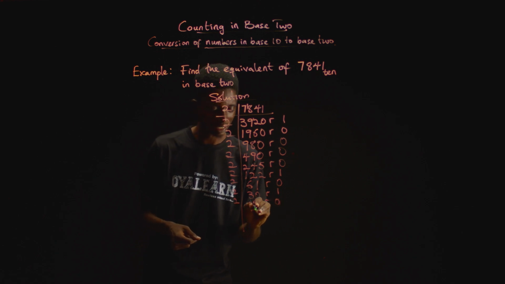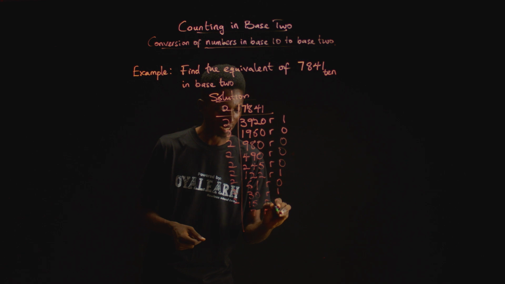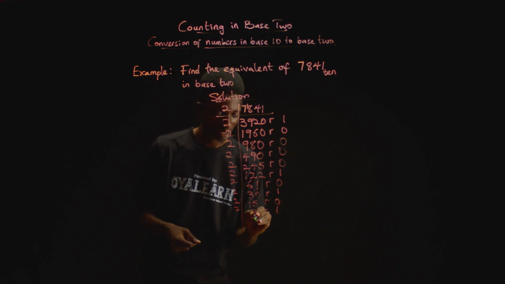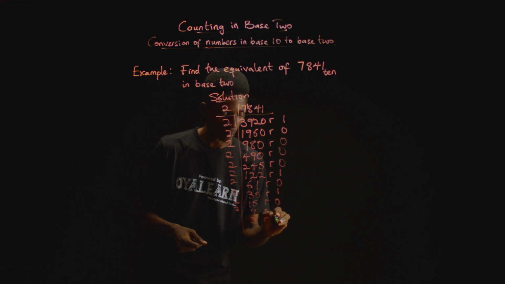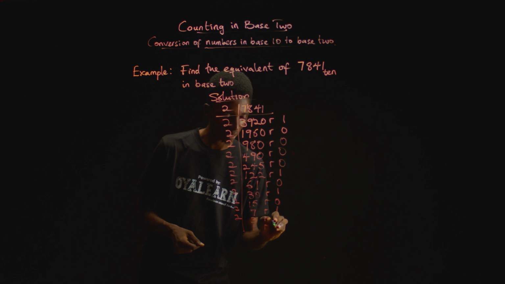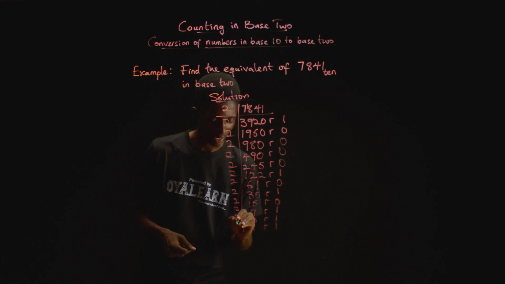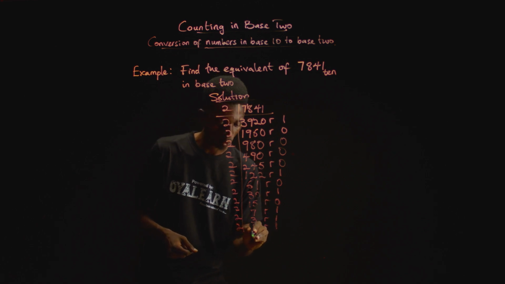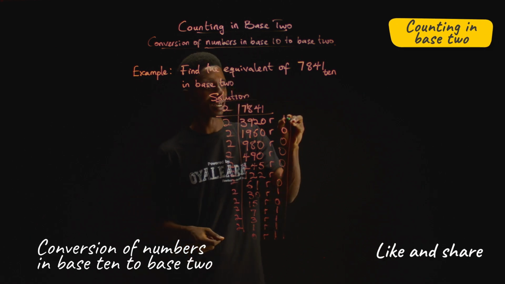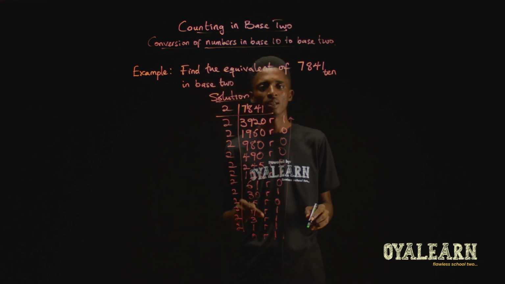2 in 15 is 7. Remainder 1. 2 in 7 is 3. Remainder 1. 2 in 3 is 1. Remainder 1. And then 2 in 1 is 0. Remainder 1. So we write our answer in reverse order.